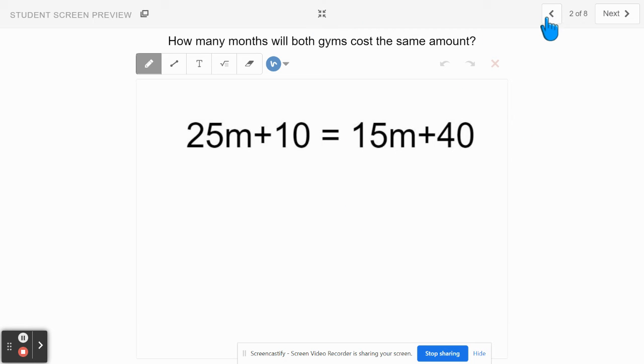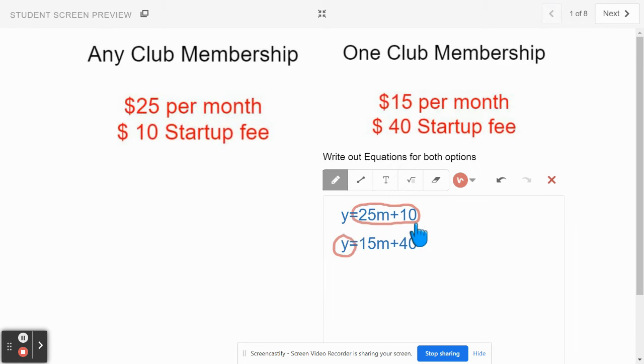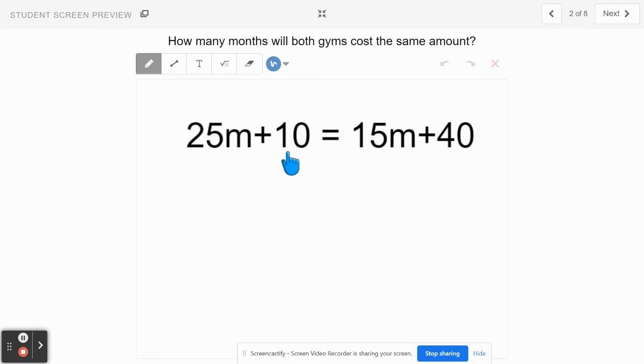See how I already set it up for you? Before it was already written out here. Now it's actually 25m plus 10 equals 15m plus 40. There it is. Go ahead and solve this for me. Please, I know it's Desmos and you're not going to have Desmos homework, but I still want to see the work. So take some time right now and let's go ahead and solve it.